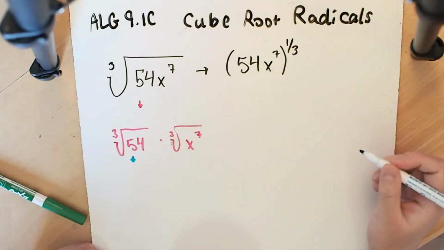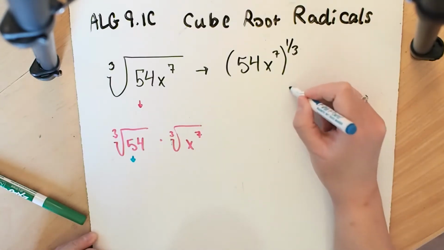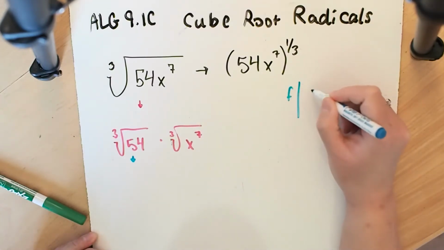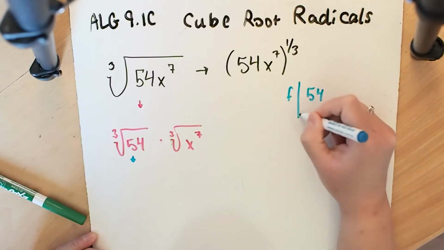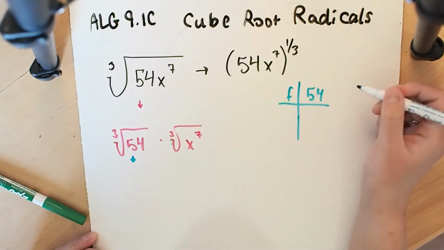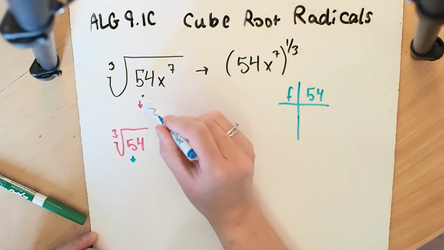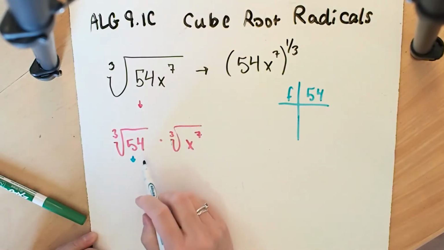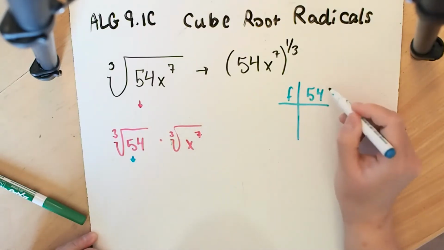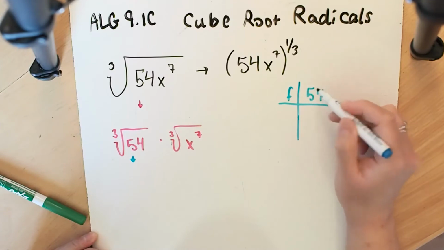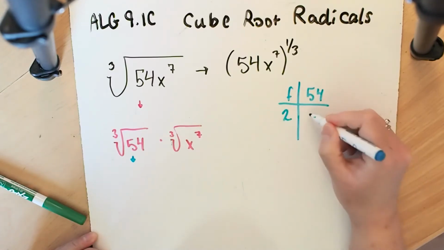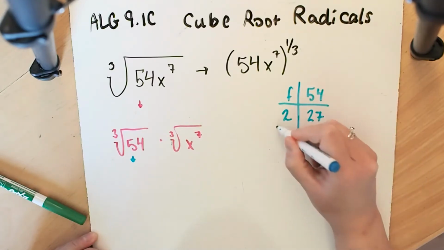Just like we did with the square root radicals, I'm going to make a factor chart to see if I can break this down into any numbers that are easier to work with. Remembering that cube root means what number times itself 3 times equals this number. The first thing I'm going to do is say, well, I can divide this by 2. Once I do that, I get 27.